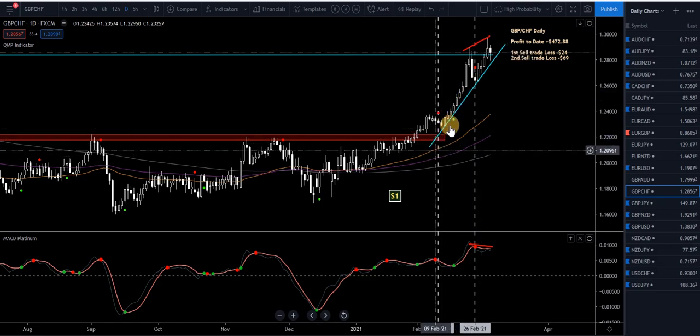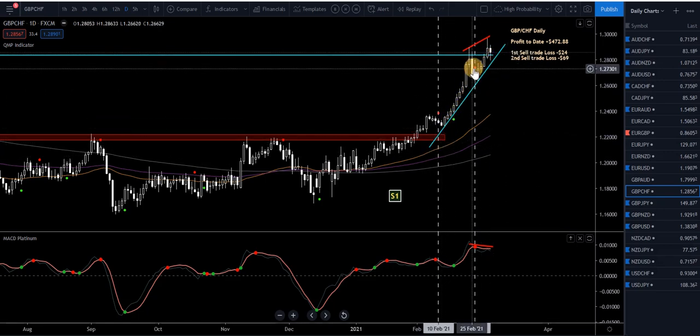Now I've drawn this trend line across the lows here, because the last signal is still this red dot, red QMP dot here.